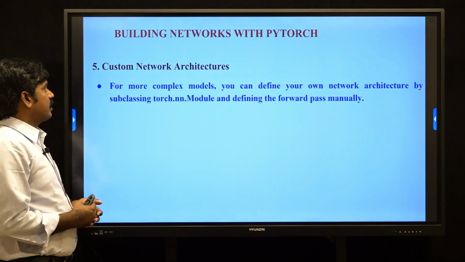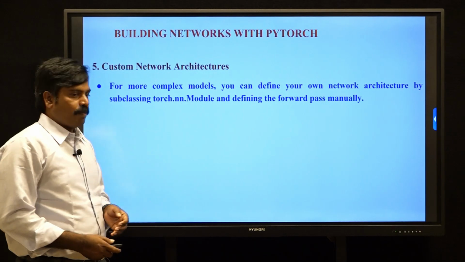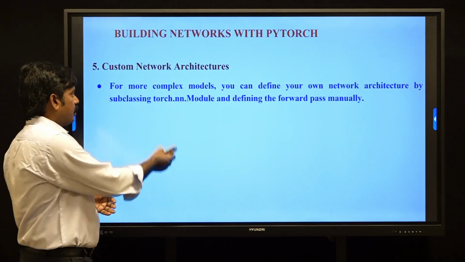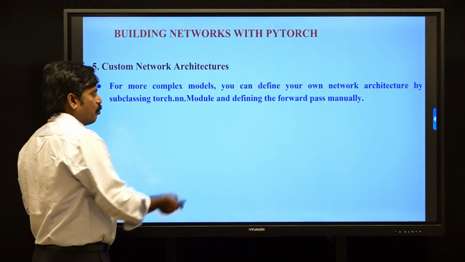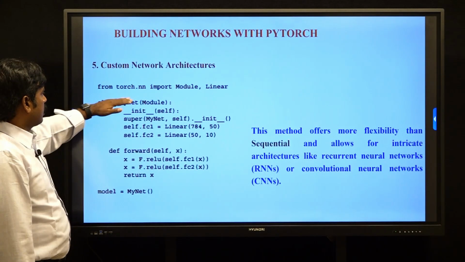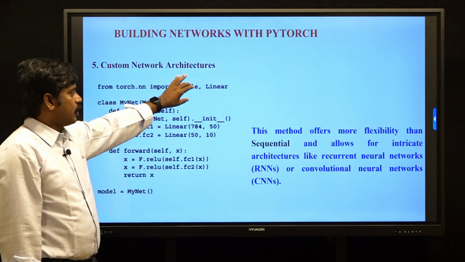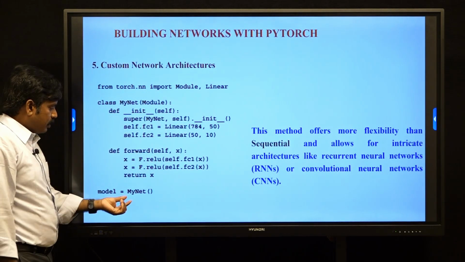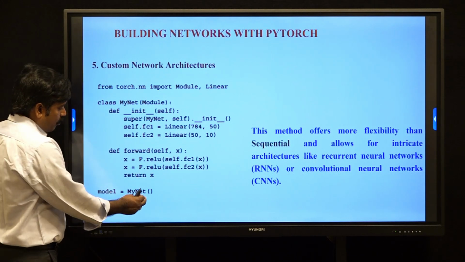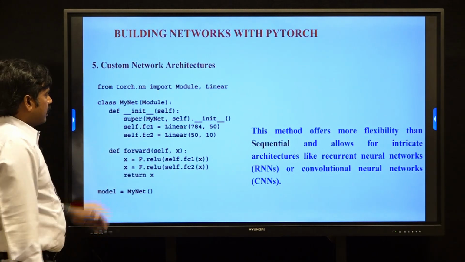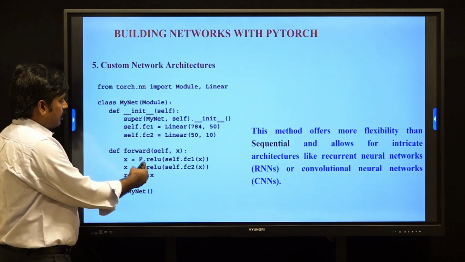We can also build customized architectures using PyTorch. Customized architectures are built using the torch.nn module like the previous one. Here we import torch.nn, import Module and Linear. The model name is MyNet. The MyNet model is built using customized layers and activation functions.